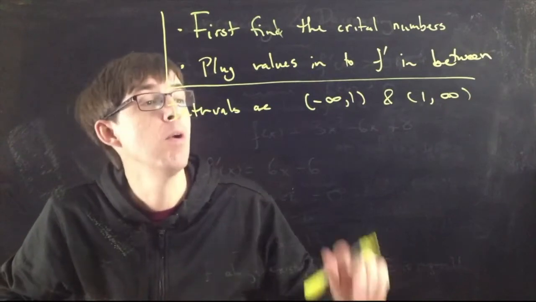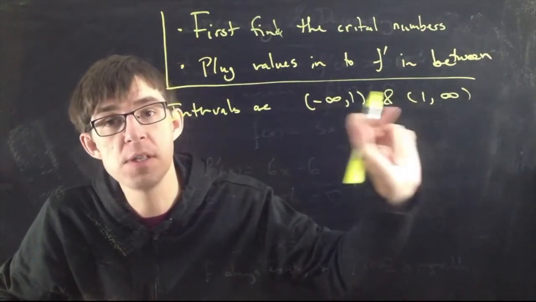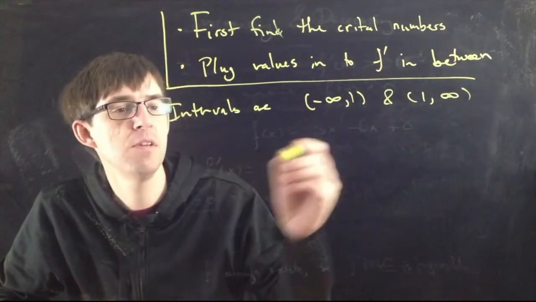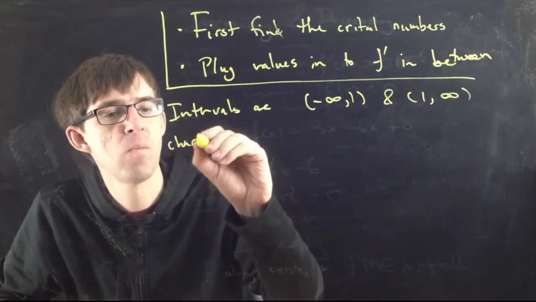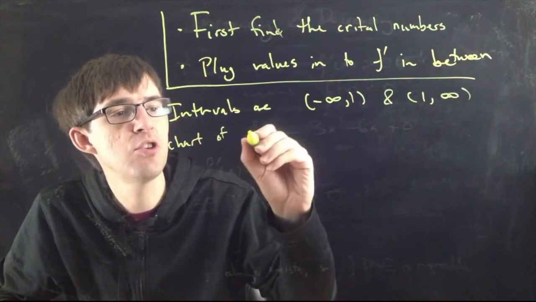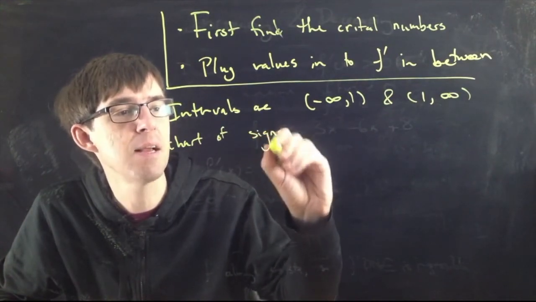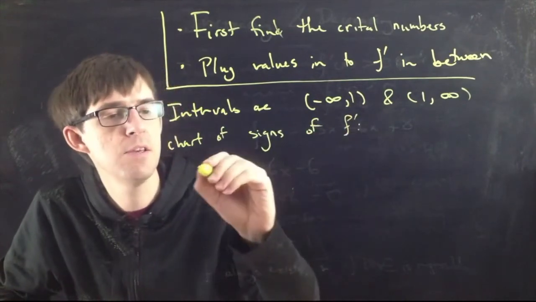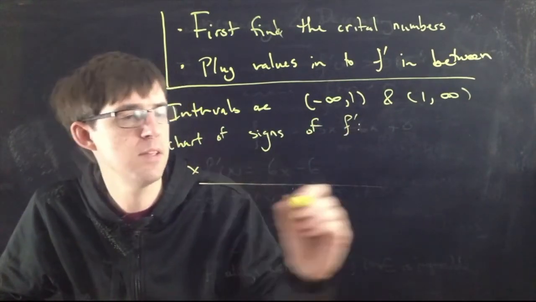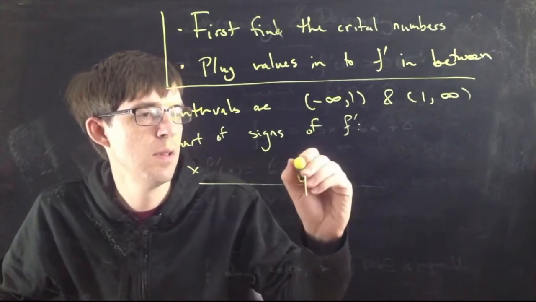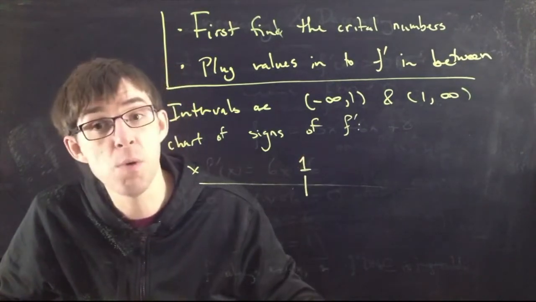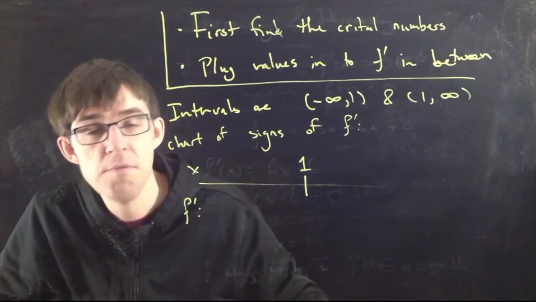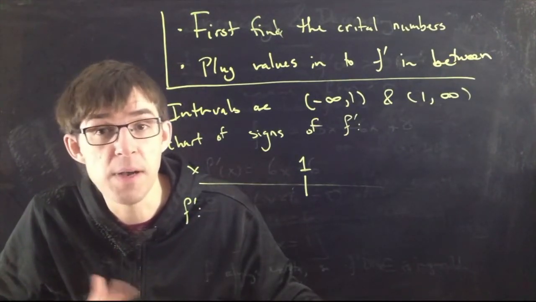How do we figure out on which of these it is increasing, on which of these it is decreasing? I like to make a little chart. Here's a little chart. It's going to be a chart of the signs, like positive versus negative, of f prime. And here's what I'm going to do. I'm going to indicate certain x values. The important x value is x equals 1 in this problem. And then down here I'm going to try to indicate values of f prime being the signs, positive versus negative.